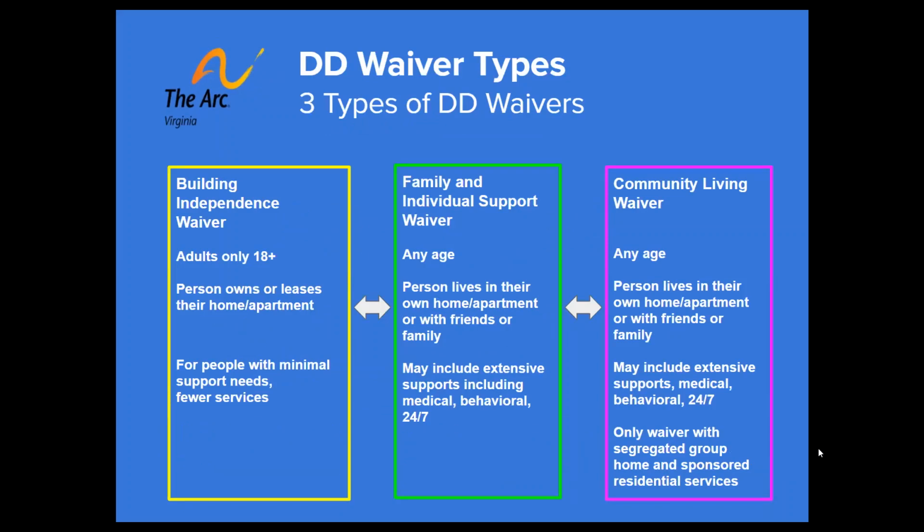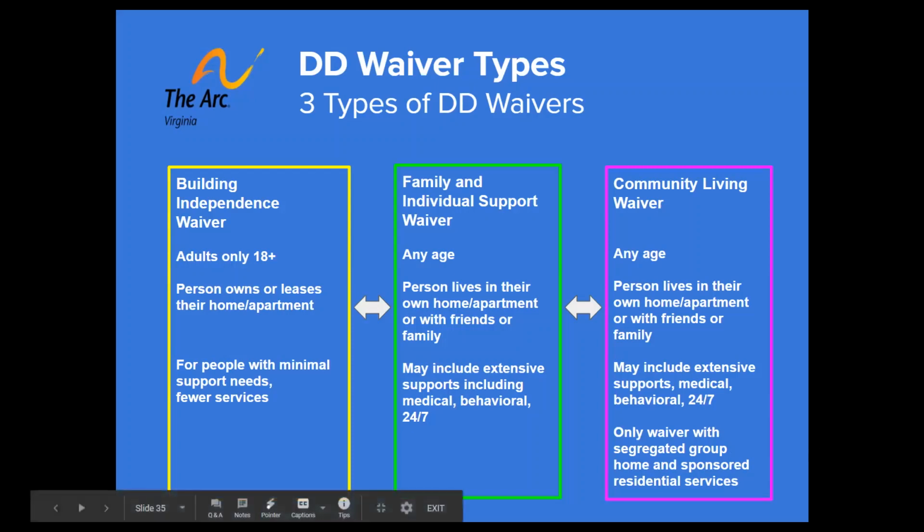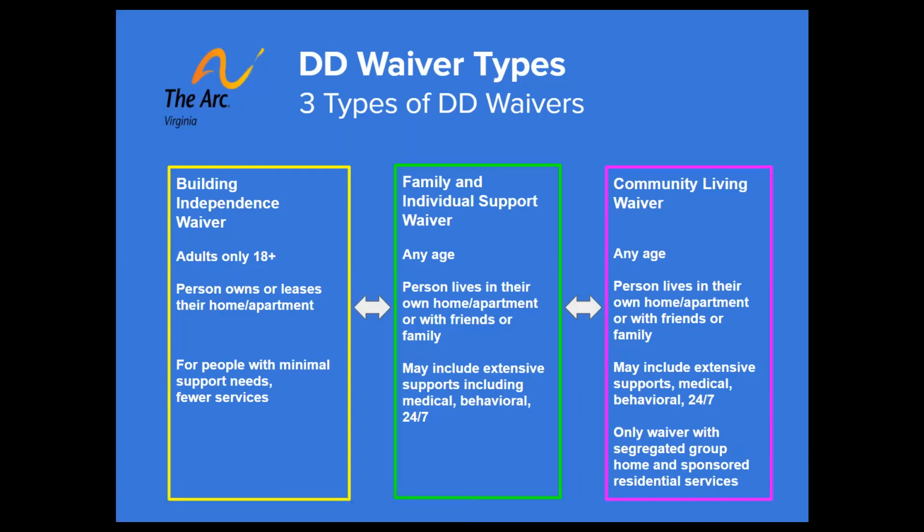The Building Independence Waiver is only for adults 18 or older. The person owns or leases their home or apartment, and it's for people with minimal support needs and fewer services. The Family and Individual Support Waiver is for people of any age. The person lives in their own home or apartment, or with friends or with family, and it may include extensive supports, including medical and behavioral, up to 24/7.